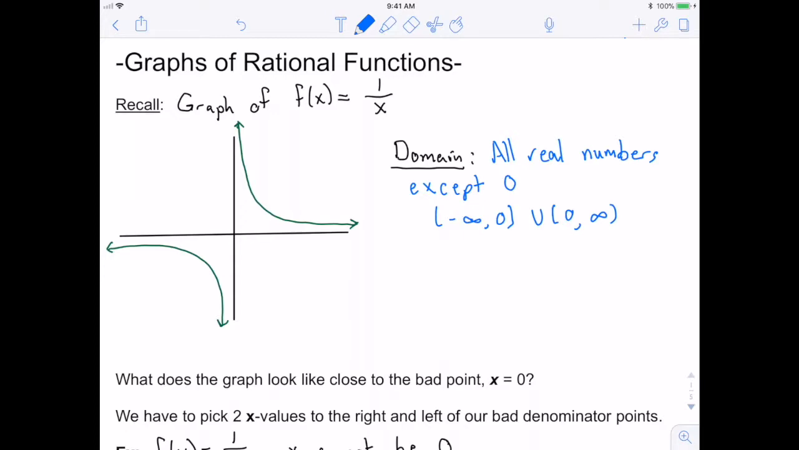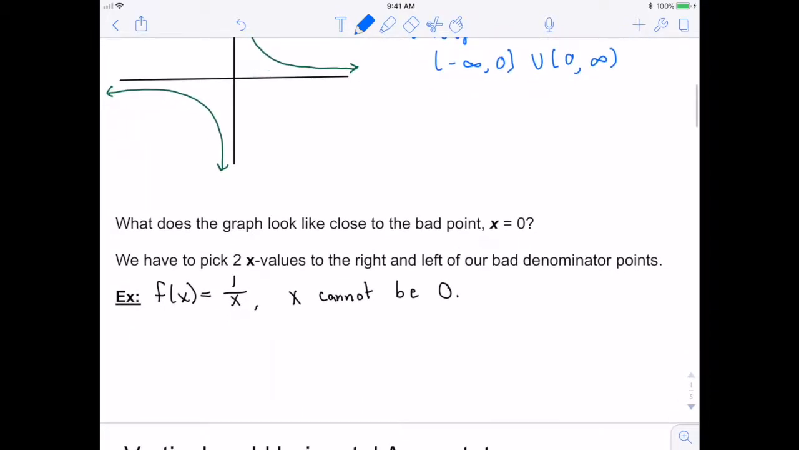And we know what the graph of this looks like. It's these two pieces, where on the left, it's negative and it goes down to negative infinity. And on the right, it comes down from infinity and it reaches 0. Now we ask ourselves, okay, we see this 0 is a bad part. In general, what does the graph look like when we get close to our bad point, in this case, x equals 0? Just by looking at the function, it's normally not very clear. So what we have to do is pick two x values to the right and left of our bad denominator points. Normally we want them to be pretty close. So let's do that and see what happens.